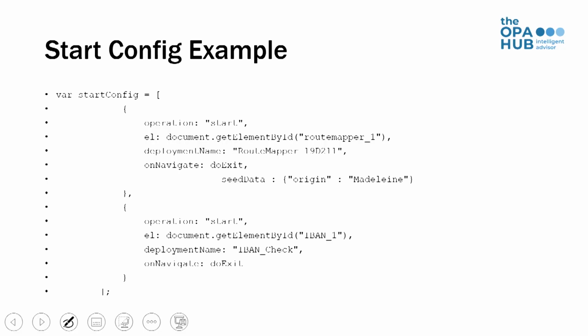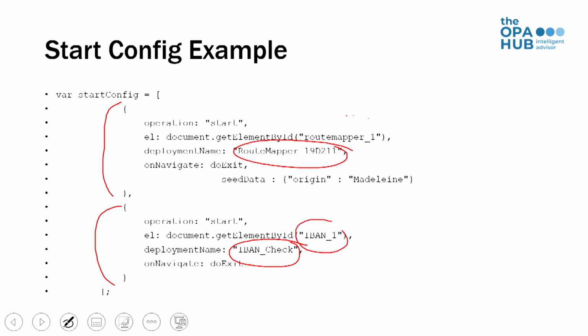Let's look at an example of start config. So you'll notice that it comes in two sections. That's because there are two different projects in this example. So there are two different things to be deployed, and each of them has their own start, each of them has their own empty container, and each of them has their own configuration. So in this case, this one has seed data, this one doesn't. So basically within the start config, we're able to configure one or more than one interviews directly.